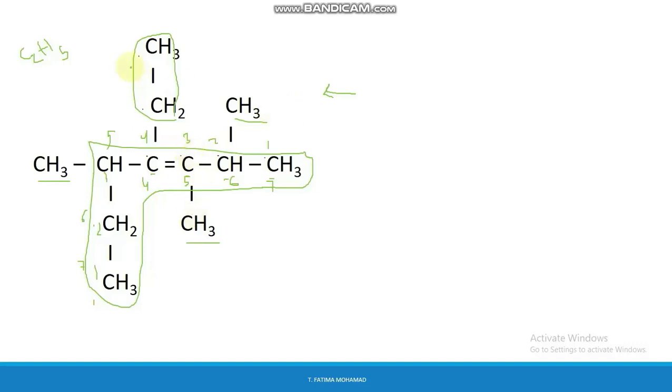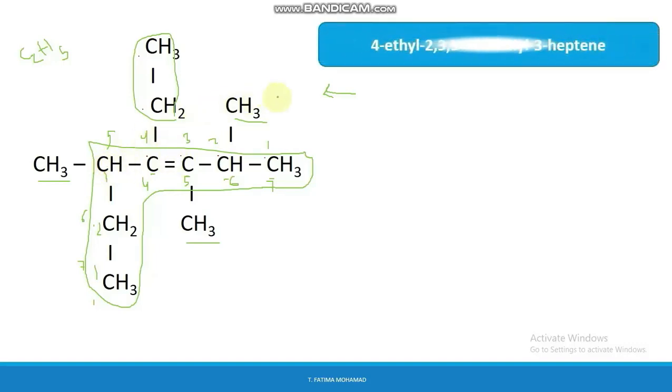Let's see the branches. We have methyl and ethyl. Which is first? Ethyl, of course, right? So ethyl is on carbon number 4, so 4-ethyl. And what do we have? A trimethyl. Those trimethyl groups are on which carbons? We have them on carbon number 2, 2, 3 and 5. So the name of this compound is 4-ethyl-2,2,3,5-trimethyl-3-heptene.